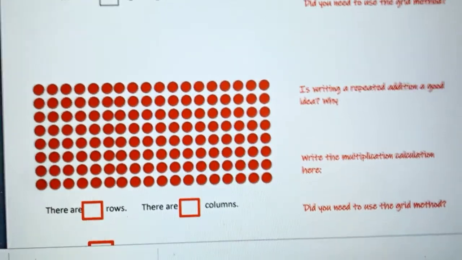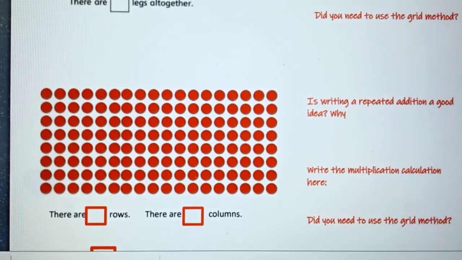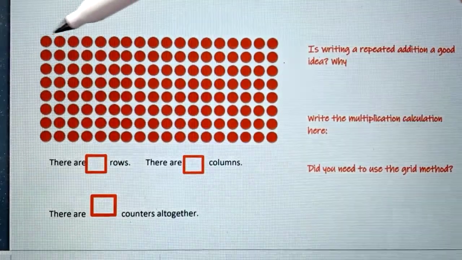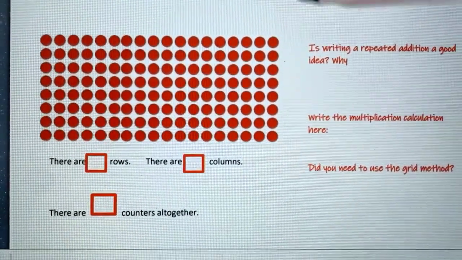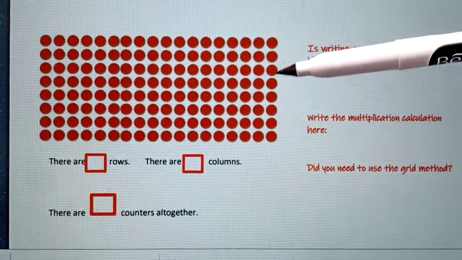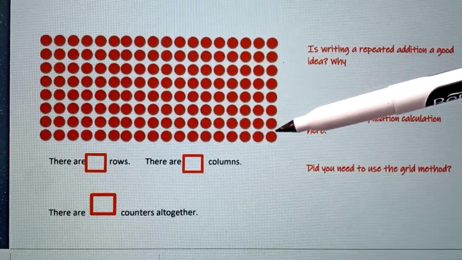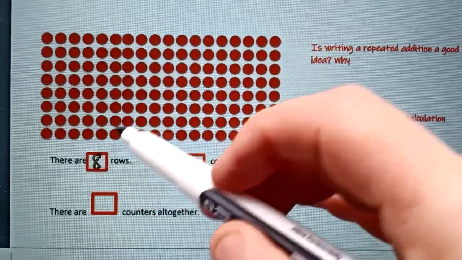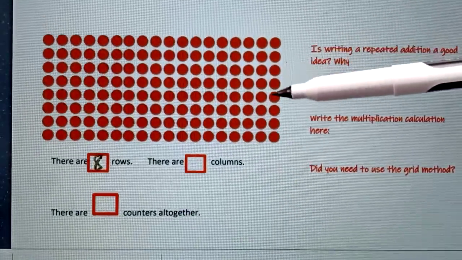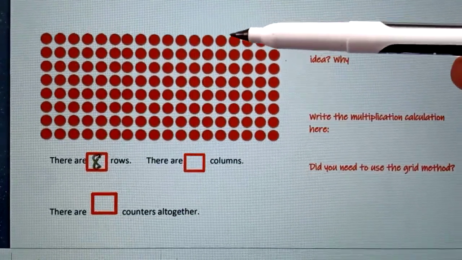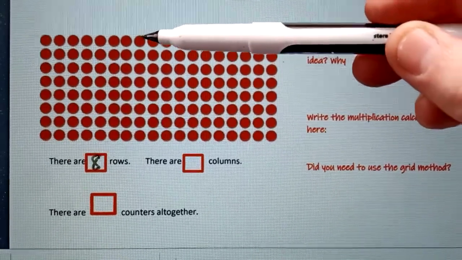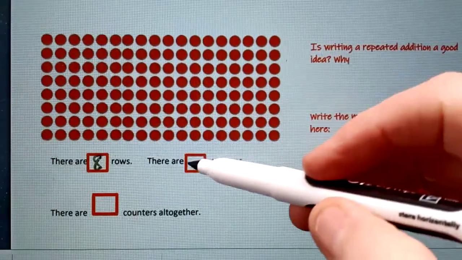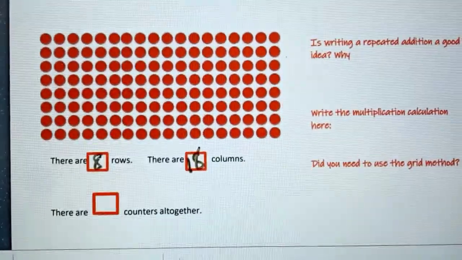Firstly, it says, how many rows are there? Right, let's count up. Row means going across. So how many rows? I can see 1 row, 2 rows, 3 rows, 4 rows, 5 rows, 6 rows, 7 rows, 8 rows. I can see 8 rows. And this time, how many columns? 1, 2, 3, up to 18. And I can see 18 columns.